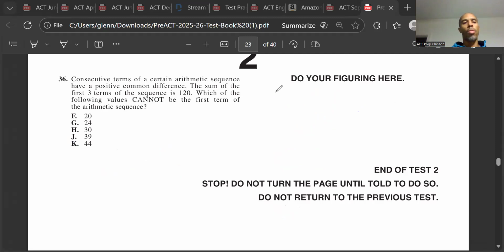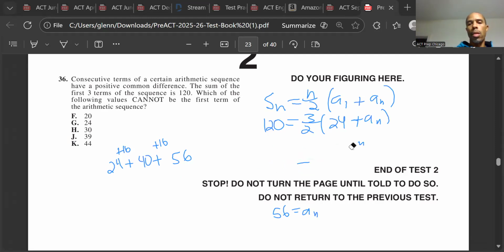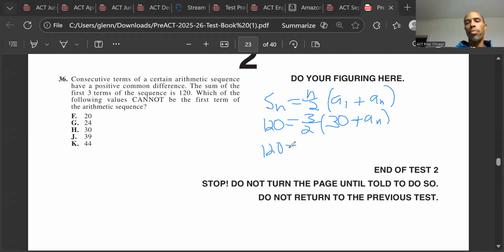Let's go to 30. Uh-oh, I didn't mean to do that. Right? 30. I think it's still 39. I got a 30. It's going to be 39 because of the decimal, but let's see. 30. That's 15 times 3 is 45. So we got 120 equals 45 plus 3 over 2 AN. Subtract 45 from both sides, we get 75 is equal to 3 over 2 AN. We do 2/3 of 75, that's going to be AN is equal to 50.